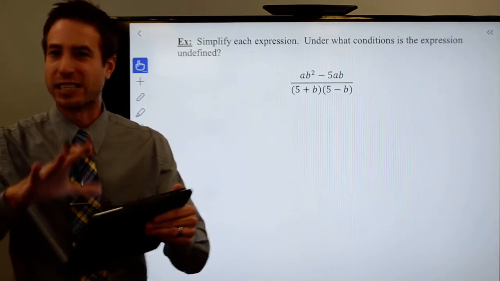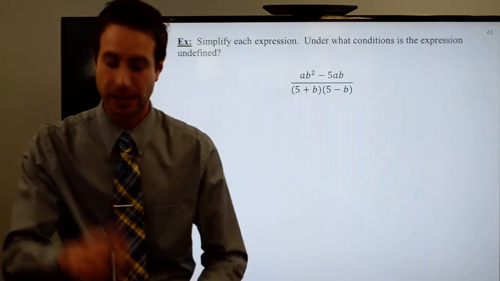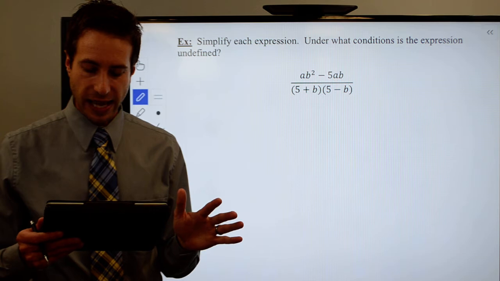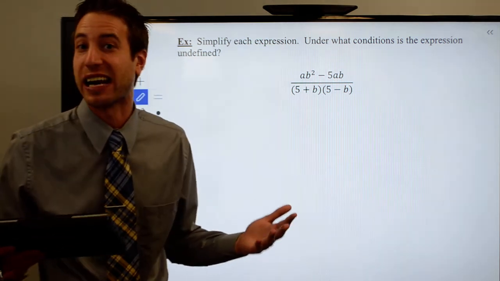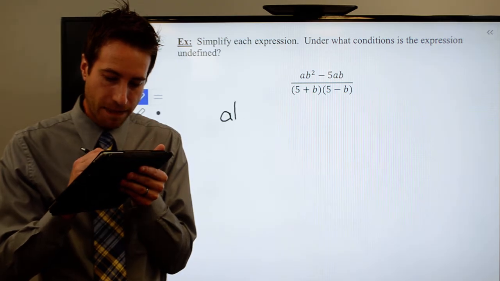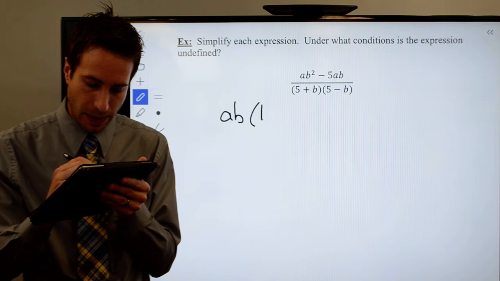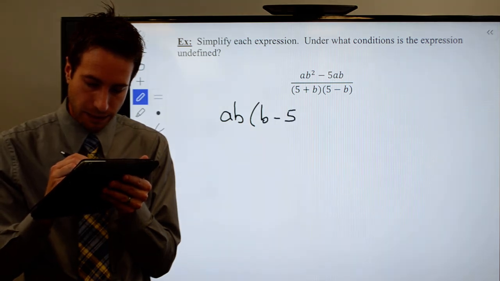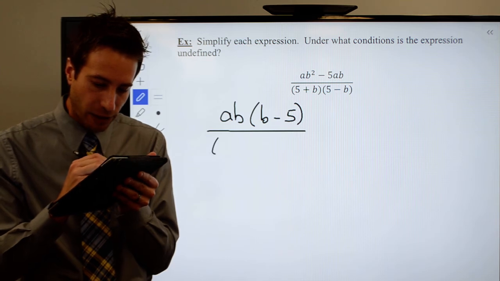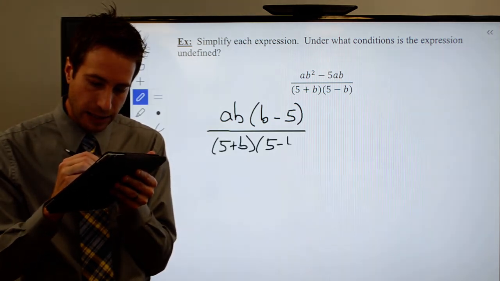All right, let's do another one that's much more like the ones we've been doing. B's, right? All I have are B's in the denominator. So here we go. We take a look at this one, and it looks like in the top I have a GCF, right? I can factor out an A and a B. So I'll do that. I pull out an A and a B. That's going to leave me with a B minus 5. Now in the bottom, it's already factored for me, 5 plus B and 5 minus B.